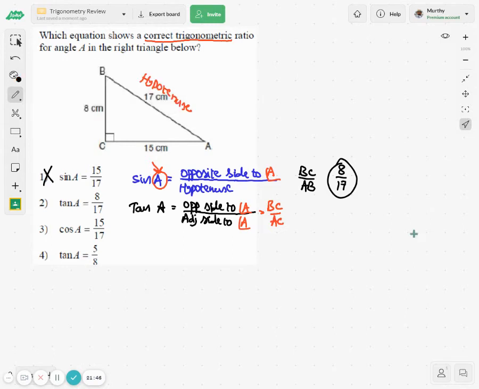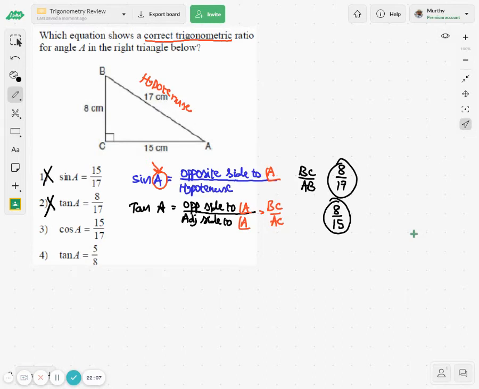You may plug in the values now. It's going to be super easy now. It is 8 over AC, which equals 15, so 8 over 15. Now, is this matching with this one or not? No way, it is not. Therefore, this is also not the correct option.